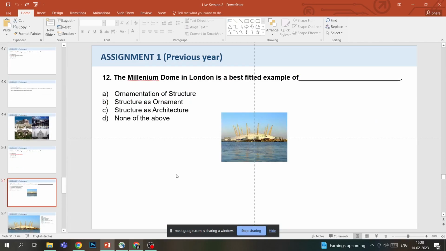Next question. The Millennium Dome in London is a best fitted example of ornamentation of structure, structure as ornament, structure as architecture, or none of the above.